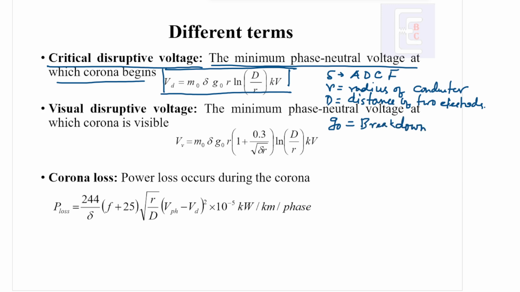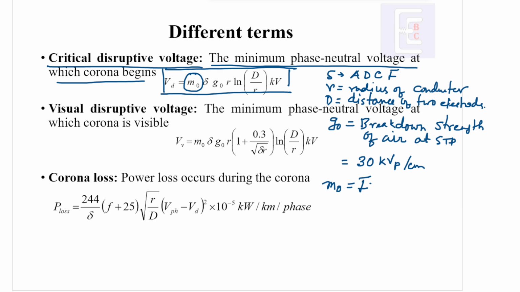at STP, which is equal to 30 kV peak per centimeter. Of course, at STP. Now, what is M0? This is a new term introduced. M0 is called the irregularity factor or roughness factor.